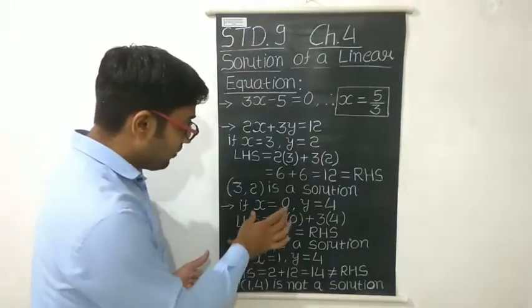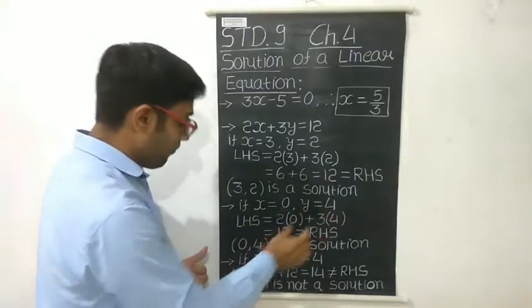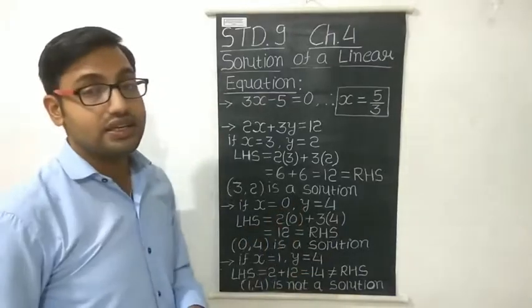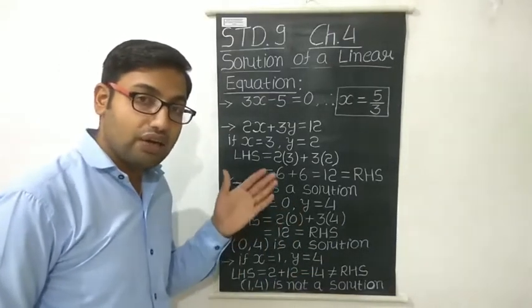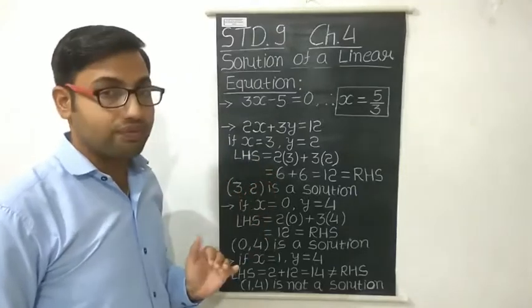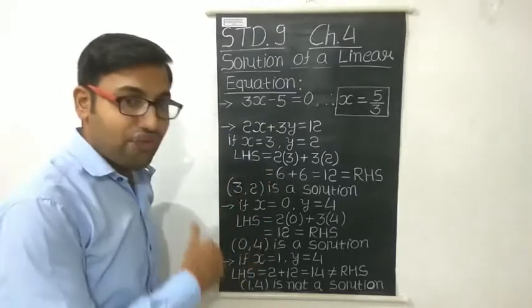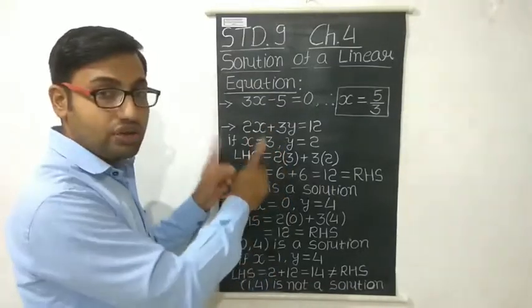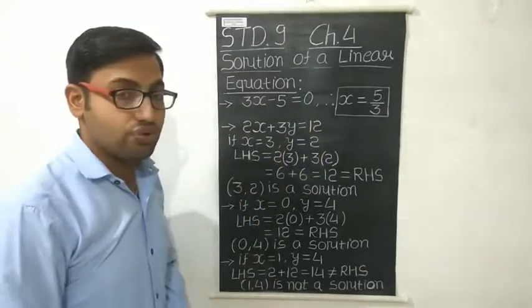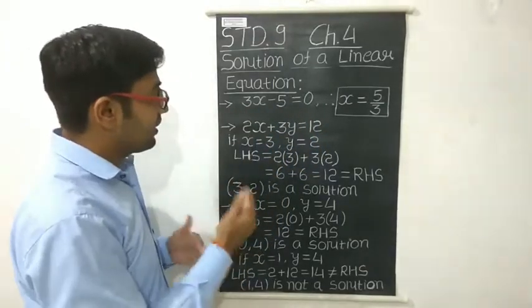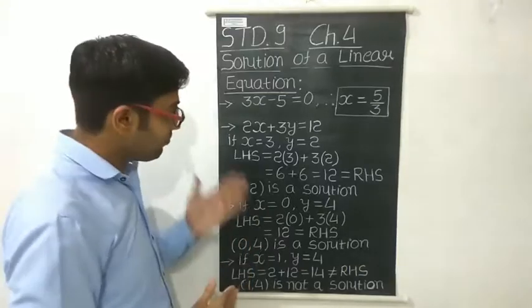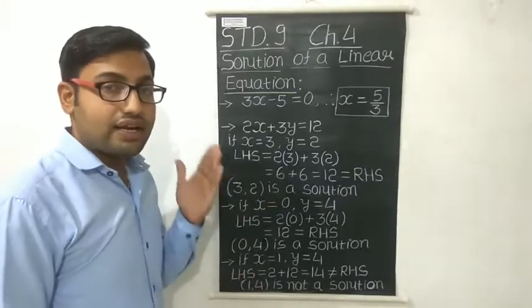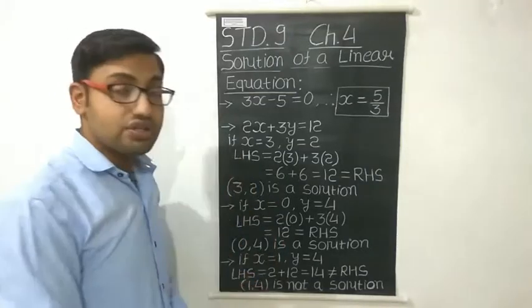So with x is equal to 0 and y is equal to 4, again we can say that this (0, 4) is a solution of this linear equation. So are only two values possible? No. If we take different values of x, we get different values of y, and by putting both values here we get the total value equal to 12. In this way, by changing the values of x and y, we can get solutions of this linear equation. So there are infinitely many solutions for a linear equation in two variables.